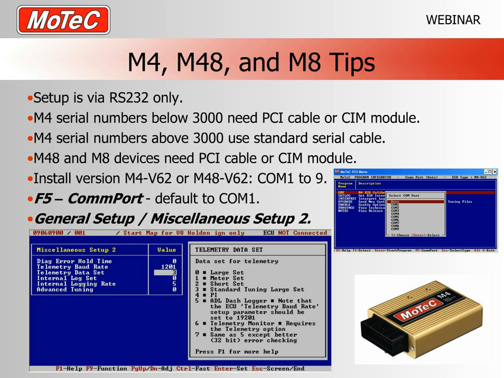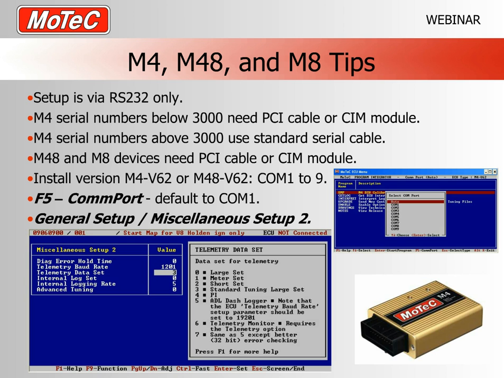Okay, so M4 serial numbers below 3000, i.e. the earlier ones, need the PCI cable or the CIM module. M4 serial numbers above 3000, which are of course the later ones, use a standard serial cable. And M48 and M8 devices all need the PCI cable or the CIM module.